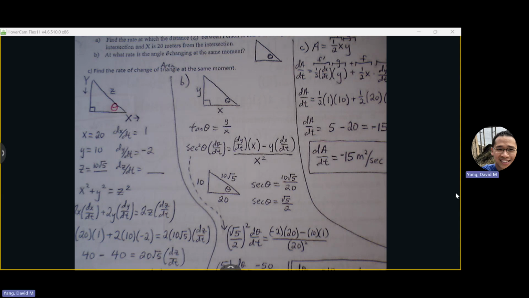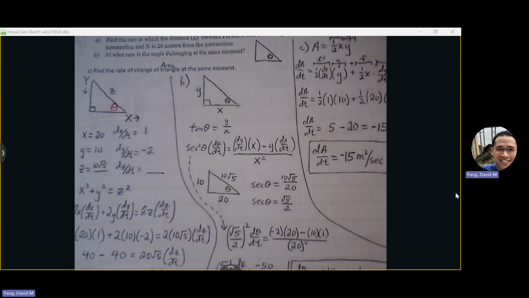Everything here we can pull from part A. We've already gathered all that data. But what's different about trig related rates is we have to find a replacement for that trig ratio. So we go to the side and we draw a triangle for that moment in time. And we have all the x and y and z values that we need from part A. So x is 20, y is 10, z is 10 root 5.